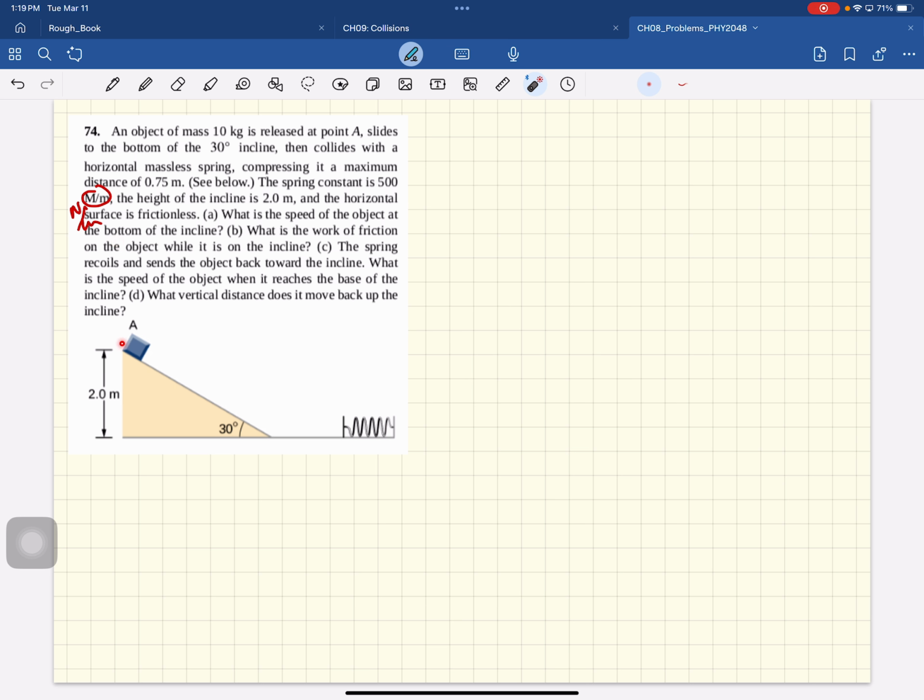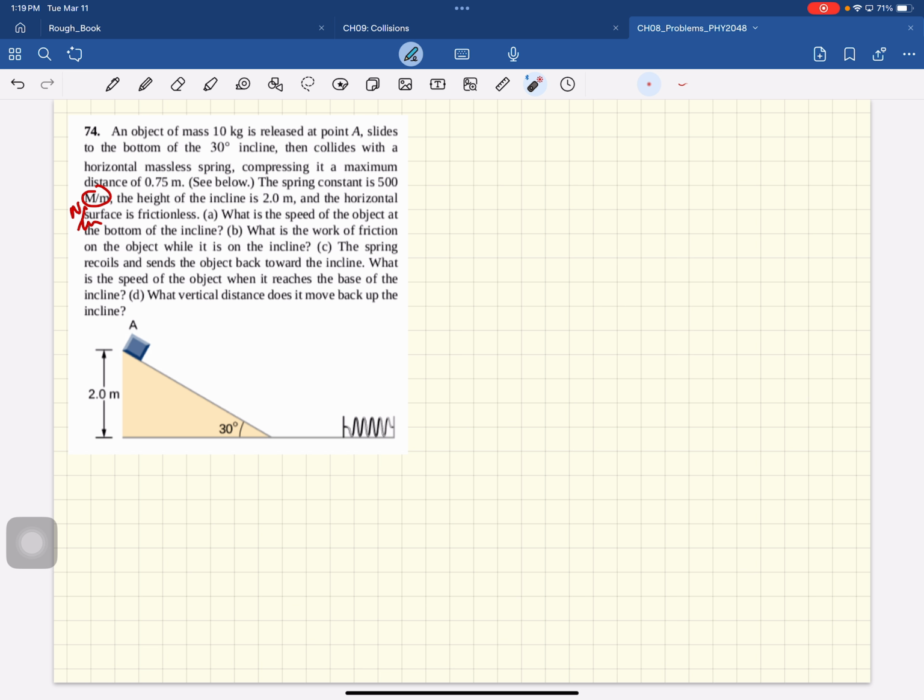What is the speed of the object at the bottom of the incline? So the higher you release it, the faster it's coming. The faster it's moving, the more it'll compress the spring. So from the spring compression, you can calculate how fast it's moving, so from the compression, we can calculate the speed here.